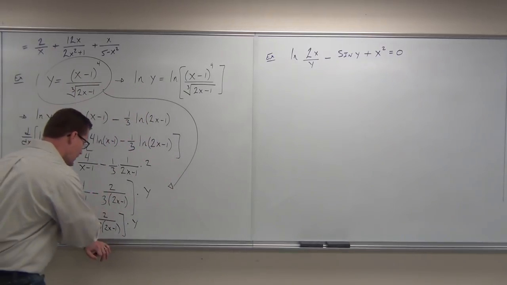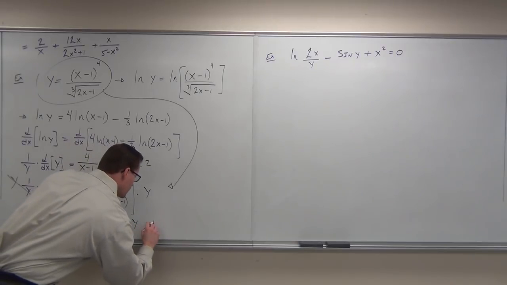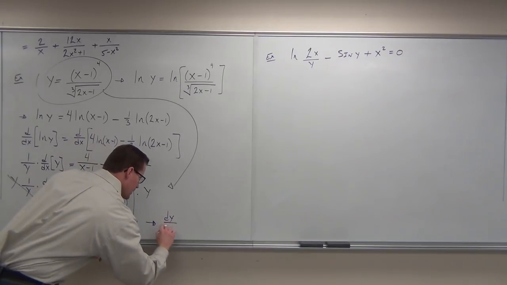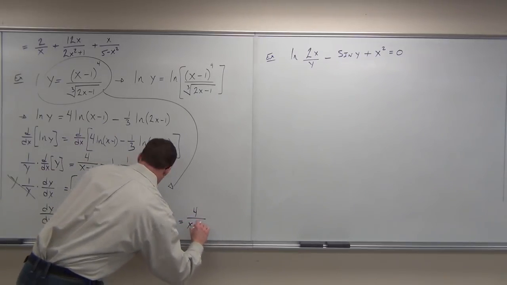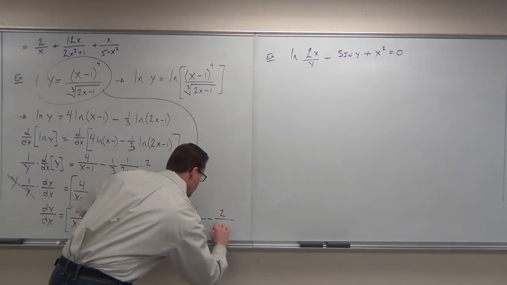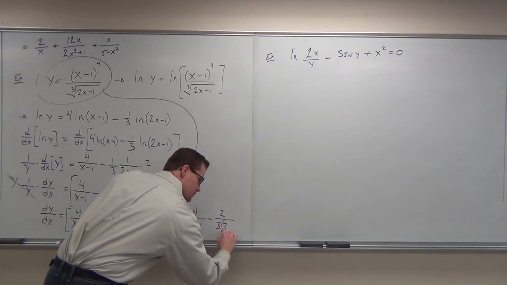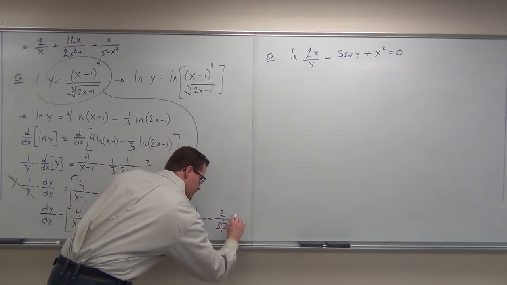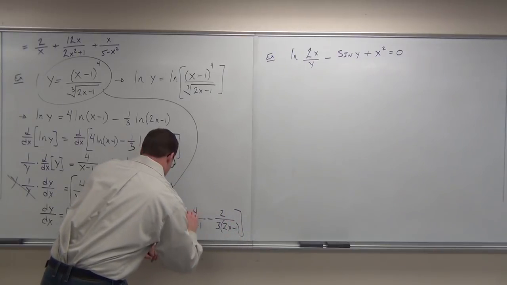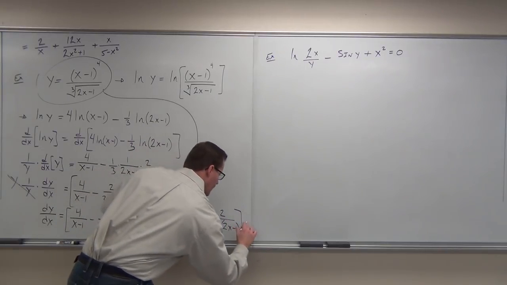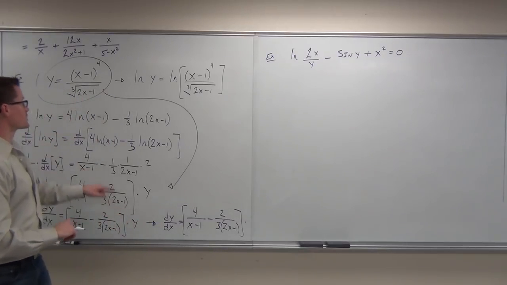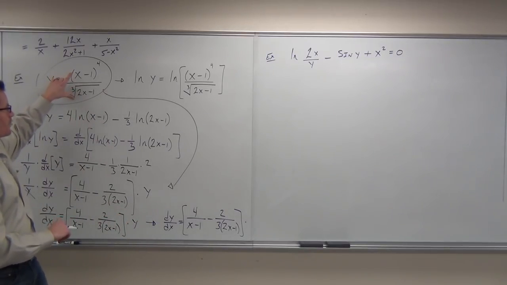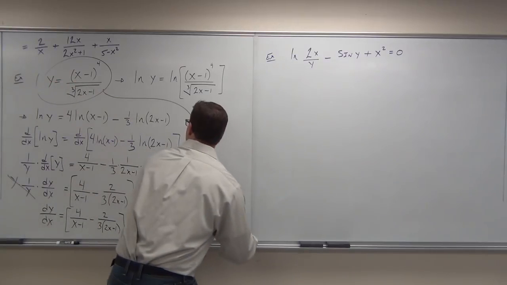So I'm going to leave it with these two fractions. You need to know that you can manipulate it a little bit. So we'd have 4 over x minus 1 minus 2 over 3, 2x minus 1, big old bracket, and then we multiply by however much the y is equal to. Since the y is this stuff, that's what we put on the back end.